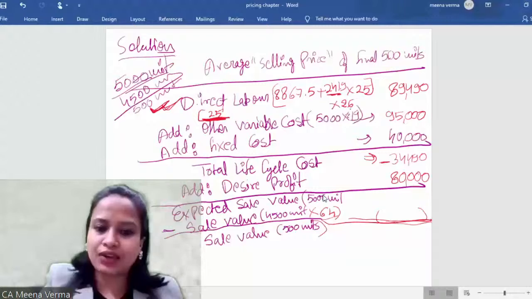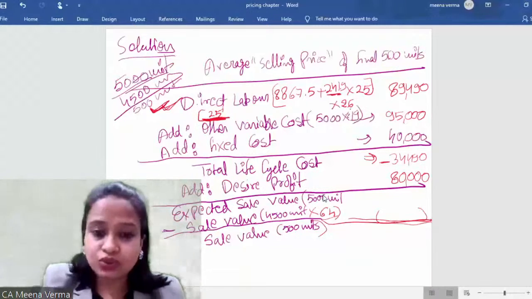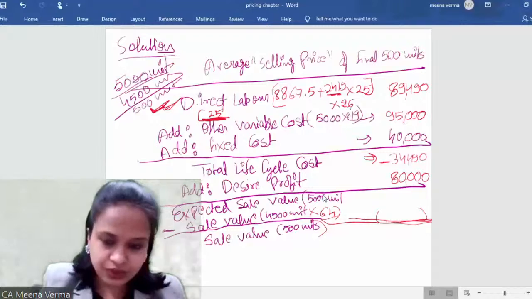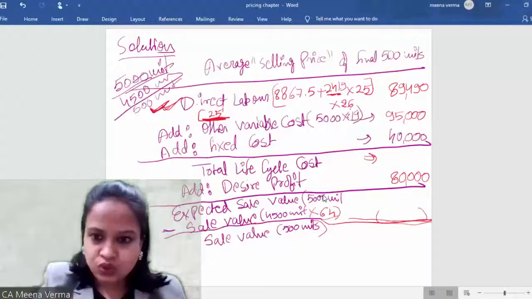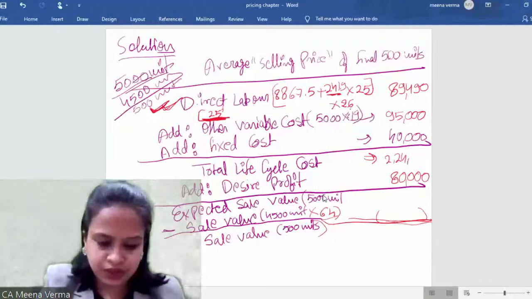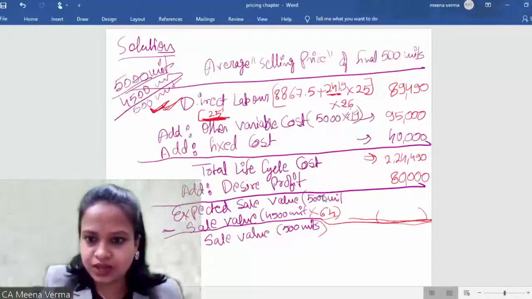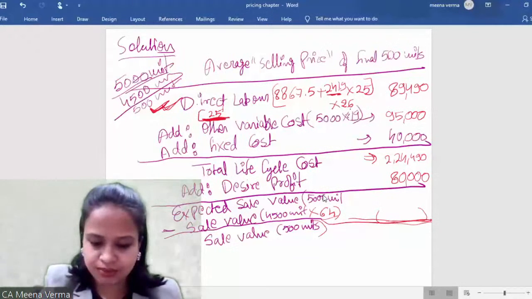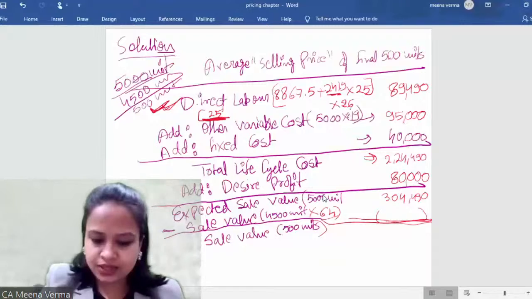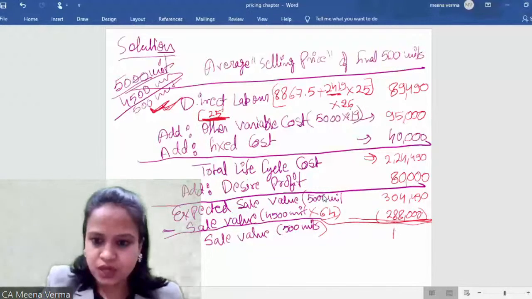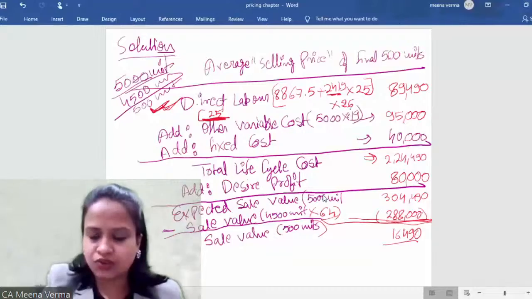But if you want to calculate this value, sorry. Wait. I think this is not the right value. What is the value? 22490, and at this place this value will come as 304490, and at this place this value will come as 288. If you subtract, you will get here 16490. This will be the value for 500 units.